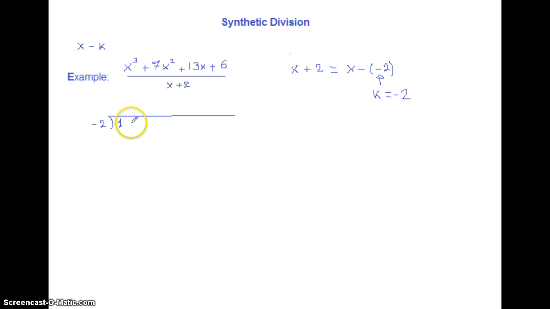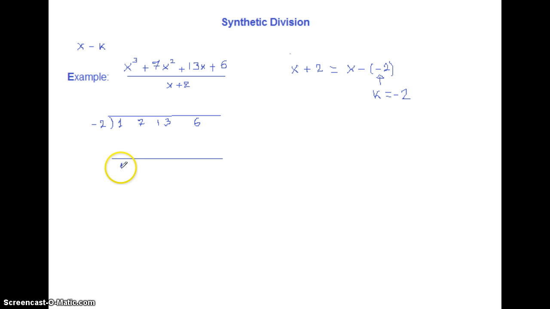X to the third, its coefficient is 1. Next is x squared, its coefficient is 7. The x coefficient is 13. And the next term is x to the power of 0, which is the numerical term, its coefficient is 6. Now we leave a little space and we draw a line and we start applying the algorithm. First, we bring down the coefficient of the highest degree term. In this case, it will be 1.